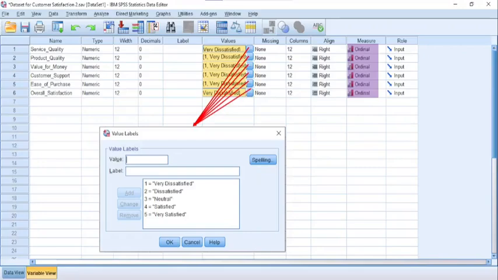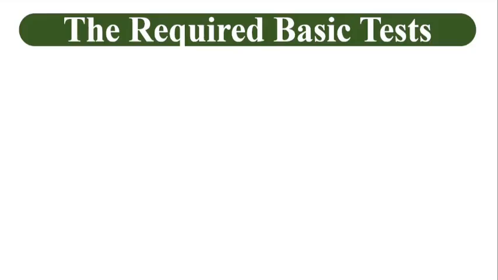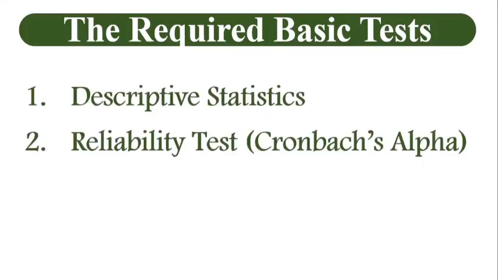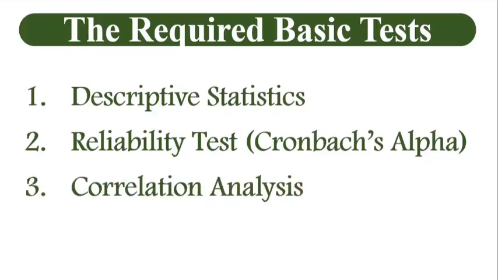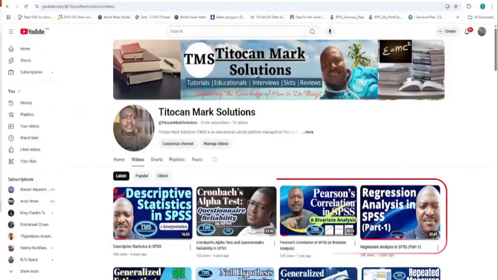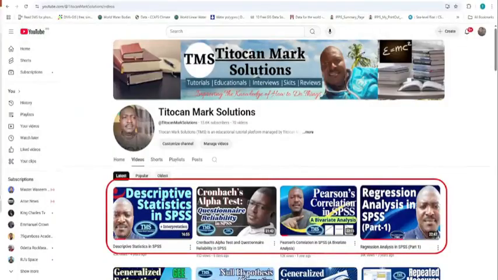Now, to conclusively conduct customer satisfaction analysis, there are 4 basic test statistics that are fundamentally required. The tests are 1. Descriptive statistics, 2. Reliability test using Cronbach's alpha, 3. Correlation analysis, and 4. Regression analysis. While I have previously covered each of these statistical tests individually on my YouTube channel, I will now apply them collectively to explore customer satisfaction using this dataset. Let's proceed with the analysis step by step.